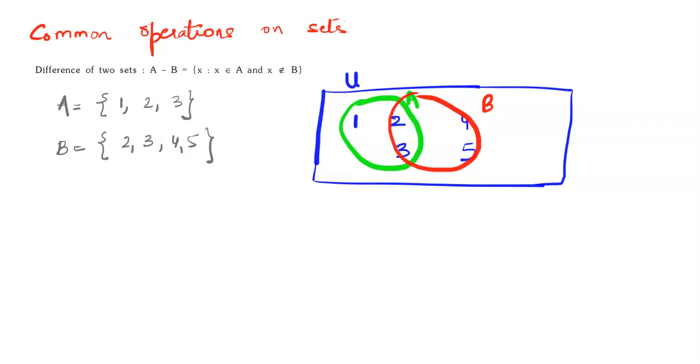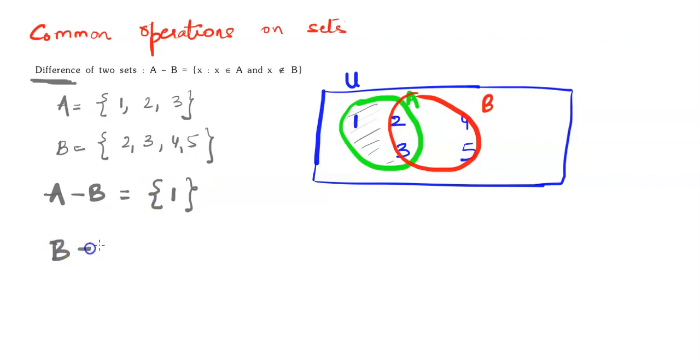Okay, let's talk about the third operation, which is difference. Difference of two sets is basically you have set A and you subtract all the elements of B from it. So it belongs to A but does not belong to B. If you look at the same example, all the elements which belong to A are 1, 2, 3, and all the elements which do not belong to B is this. So A minus B is basically 1.